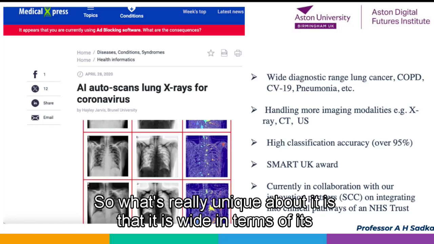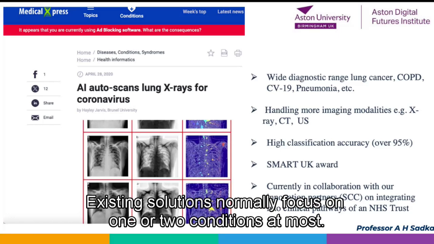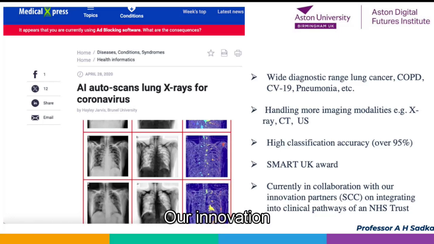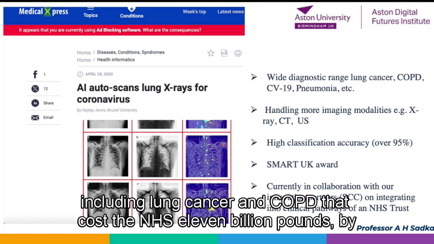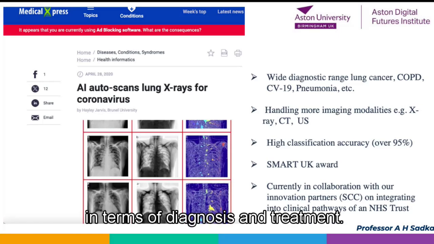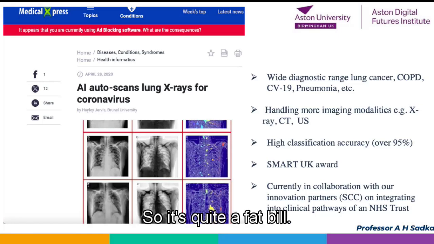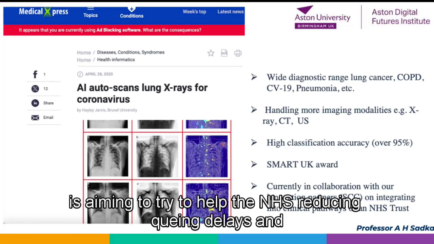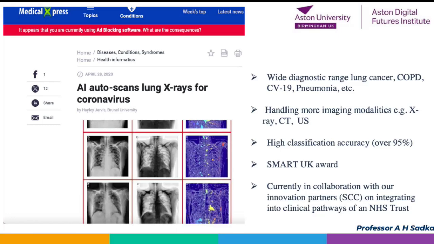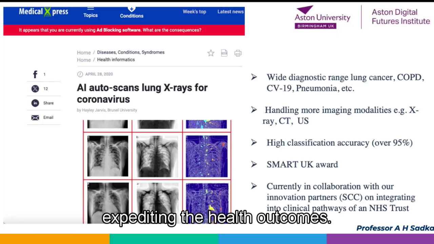So what's really unique about it is that it is wide in terms of its diagnostic range. Existing solutions normally focus on one or two conditions at most. Our innovation can classify a range of lung conditions, including lung cancer and COPD, that cost the NHS £11 billion, by the way, annually, in terms of diagnosis and treatment. So it's quite a fat bill. And this innovation is aiming to help the NHS, reducing queuing delays and expediting the health outcomes.